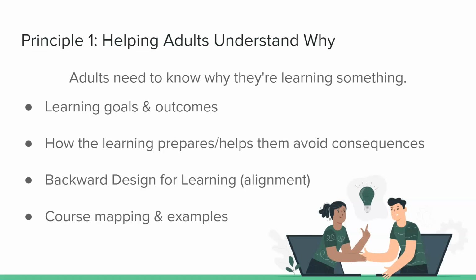So we do that with really clear learning goals and really explicit, clearly written learning outcomes. And then we communicate them to those learners so they can see it for themselves. That's not just for us to hold on to. It's valuable for them to have access to that information as well. And we can also do this by helping our adult learners understand how the learning they're going to do will prepare them to do the thing, and how it will help them avoid negative consequences. It's very motivating when you know how this learning is going to support you.